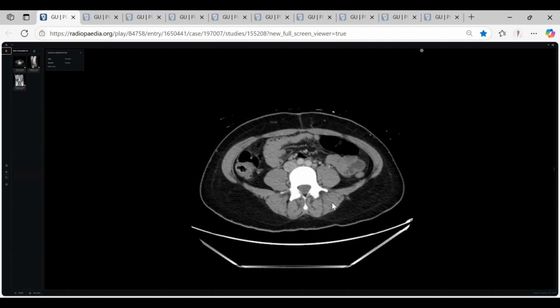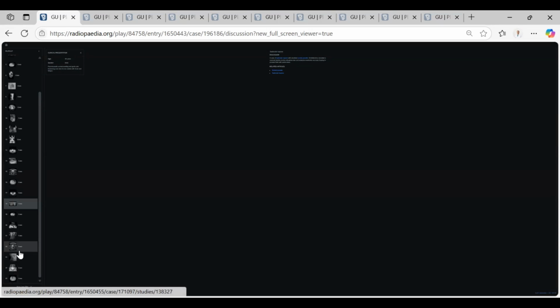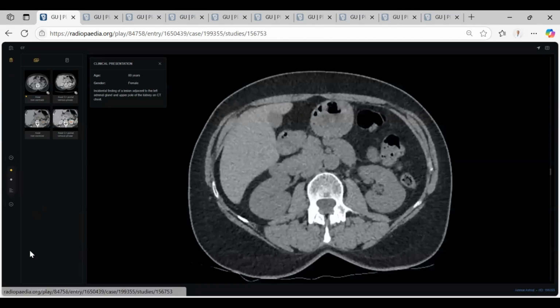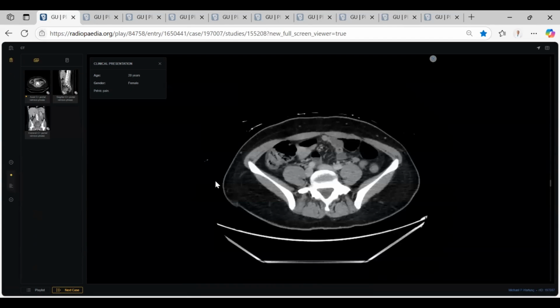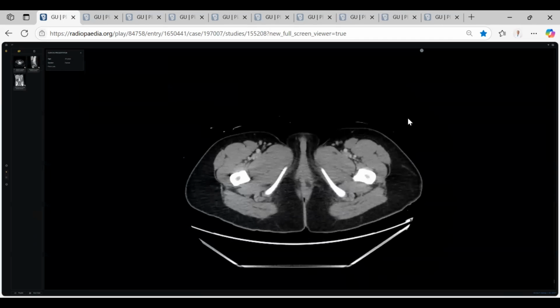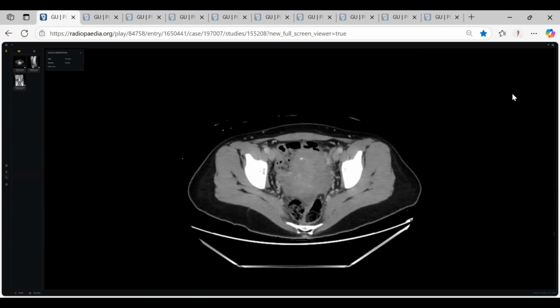I've been provided with CT scan axial sections of the abdomen in portal venous phase. I'm scrolling. Sir, I will try with the mouse only. Okay, I will scroll for you. It's not moving, sir.